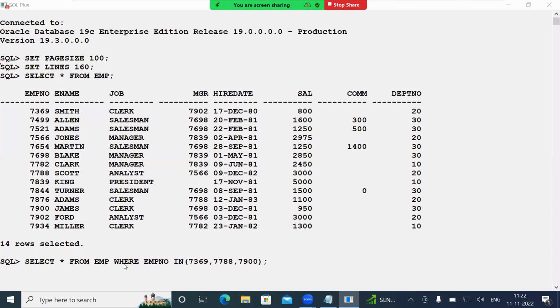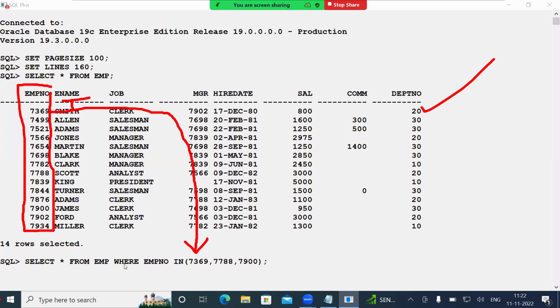That means this is your list of values, one by one. Suppose 7369. Is 7369 there in the list? Yes. So if it is there in the list, the condition is true, so this first row will be fetched from your table. In the same way, checking the second record, 7499. Is it there in the list? No, it is not there, so it is false.